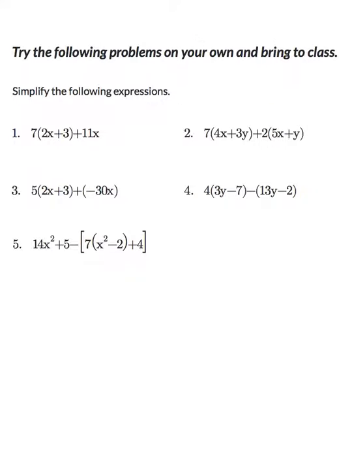Once you feel that you understand the material in this section, try the following problems on your own and bring your answers to class along with any questions that you have.